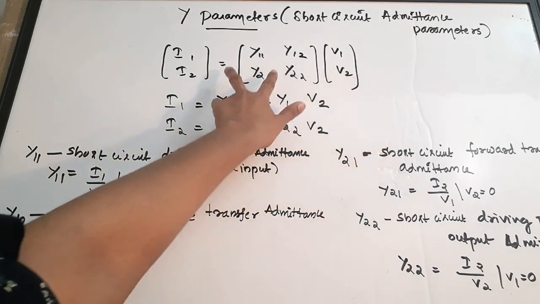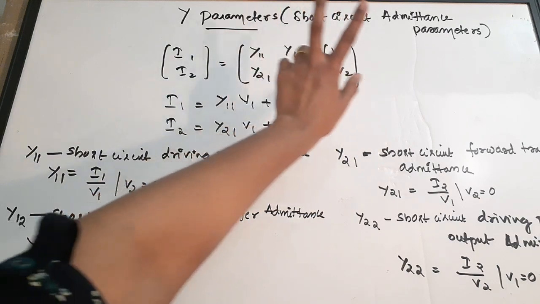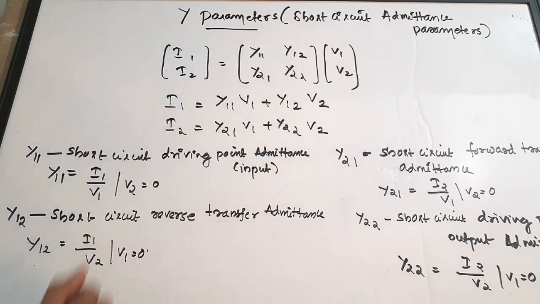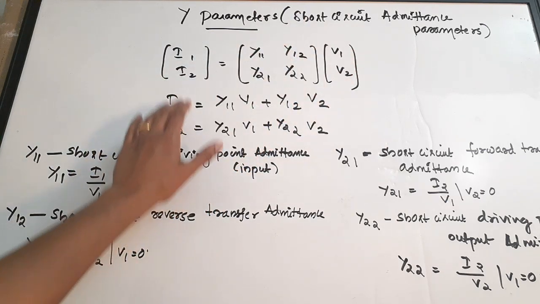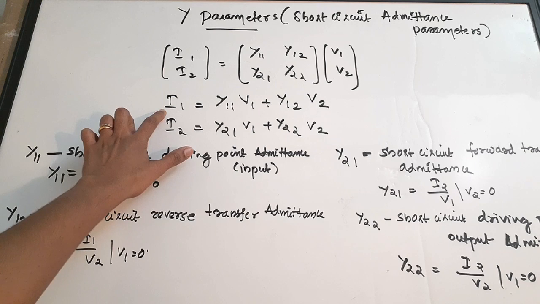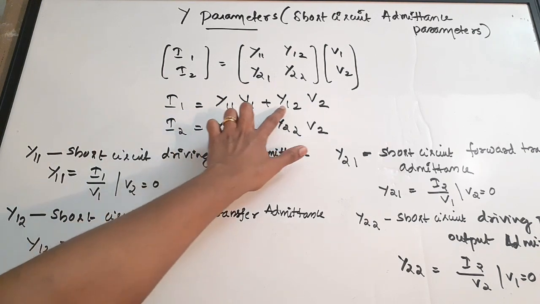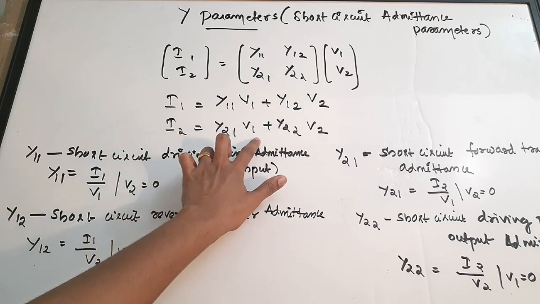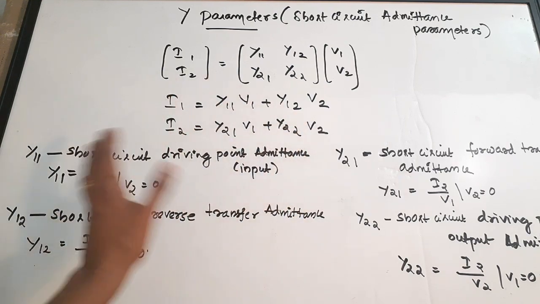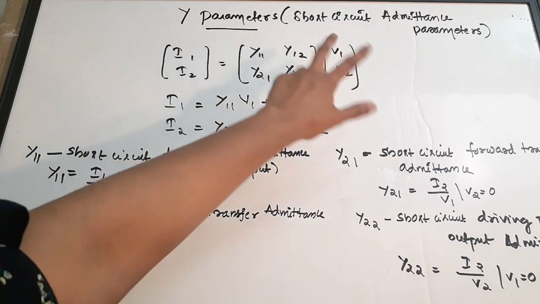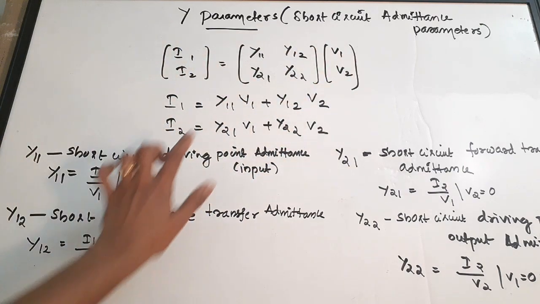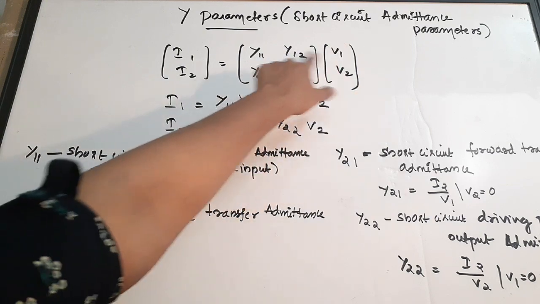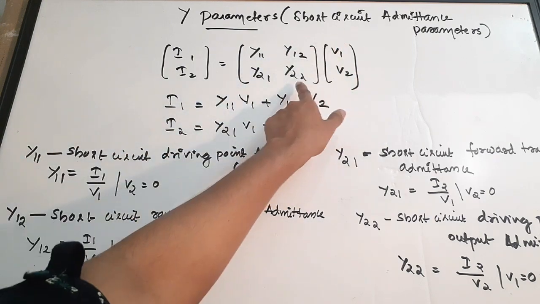And we are writing it in terms of Y and V, or admittance parameters and the voltage. So we'll get two main equations: I1 equals Y11 V1 plus Y12 V2, and I2 equals Y21 V1 plus Y22 V2. You don't have to study any of this. Please study this matrix form only. Here, just take the product Y11 into V1 plus Y12 into V2, Y21 V1, Y22 V2.